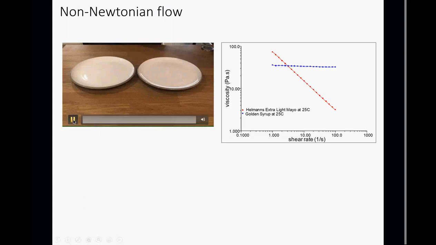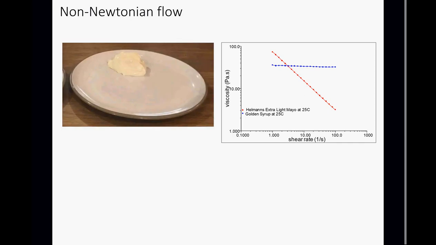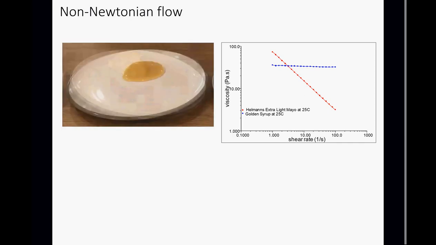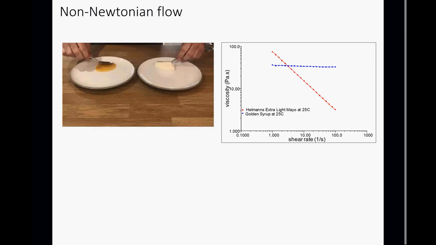So what we can see in this little video I've got on the top left here is a dollop of mayonnaise again, and next to it a dollop of syrup. The mayonnaise is standing up of its own accord. It has a high viscosity as a result of all the structure that's present there. The syrup, on the other hand, flows out under its own weight. So under these conditions, it has a lower viscosity.